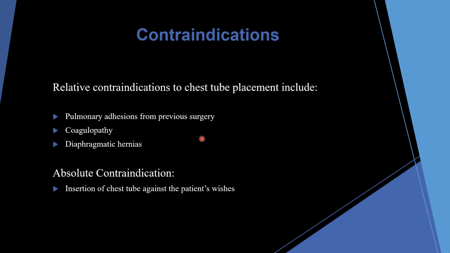The only absolute contraindication on a chest tube placement is inserting a chest tube against the patient's wishes. That is never recommended. That's the only true contraindication. The rest of them are things that need to be seriously considered. And then again, they need to weigh the benefit versus the risk of the placement of the chest tube.